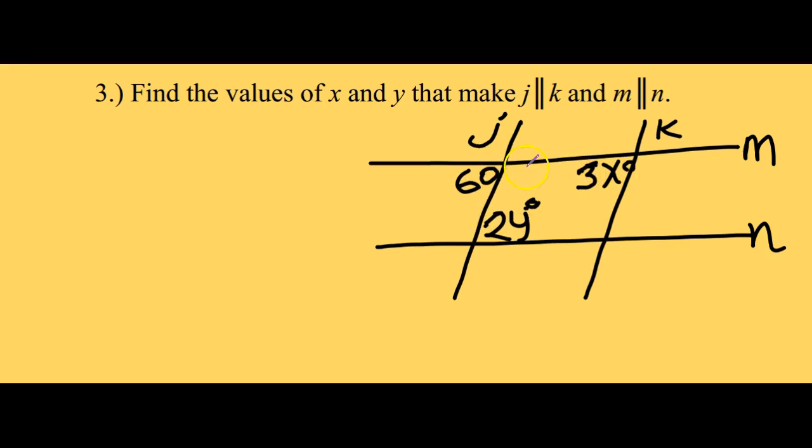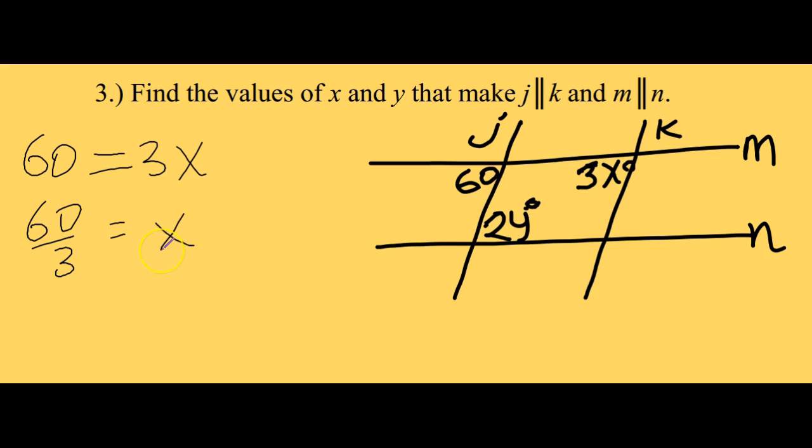If J and K are parallel, then angle 3x will be corresponding to angle 60. So they will be equal. So 60 equals 3x, then if we divide 60 by 3 to get x, that gives us 20. So for J and K to be parallel, x has to be 20.